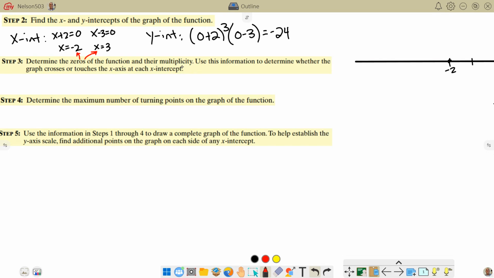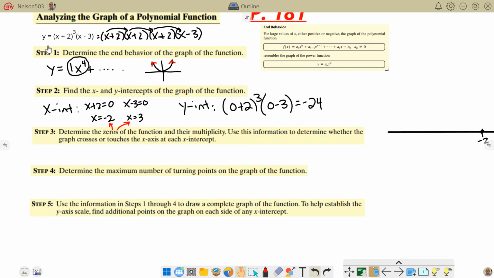Now, the multiplicity is important. The multiplicity on the negative 2, let's look at what that means. It means what's the power on the factor that is generating that x-intercept. So the multiplicity on negative 2 is 3. So negative 2 has a multiplicity of 3, right? I didn't spell that right. You got the idea. Multiplicity. I'm missing some letters in there. It's that word right there. Okay, so what does that mean? It means, because it's an odd, it means that it's going to cross through the x-axis.